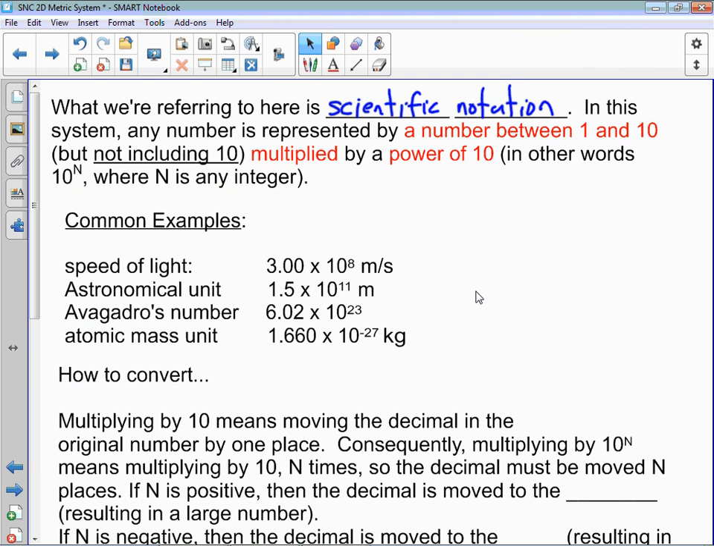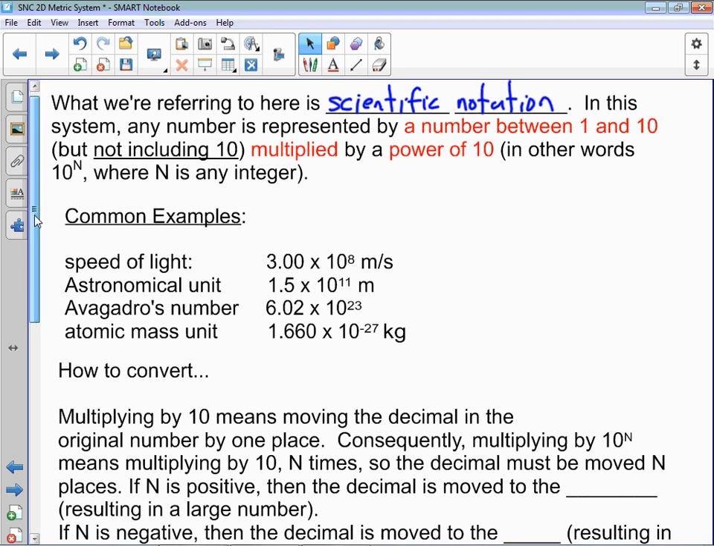An astronomical unit, which you might have talked about in astronomy last year. Avogadro's number, which if you take senior chemistry, you'll be talking about that. An atomic mass unit, which would come up in maybe both chemistry and physics. So they're all numbers that are commonly written in scientific notation. So how do you go about moving from one style to the other? Because sometimes you want to put things into scientific notation. Sometimes you want to take things out of scientific notation. So how do you do that?